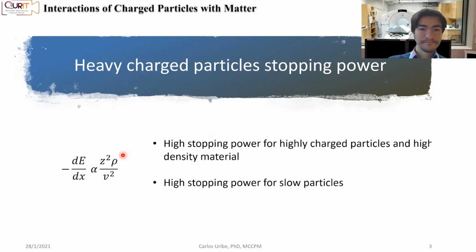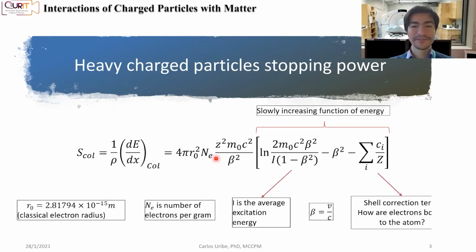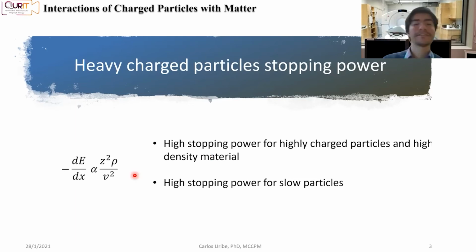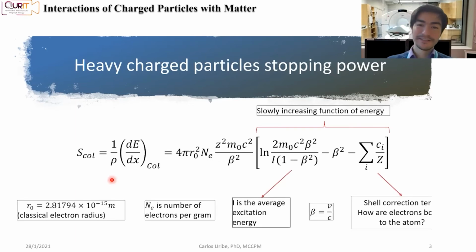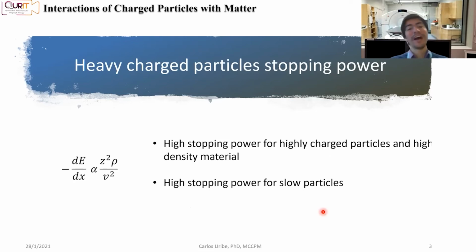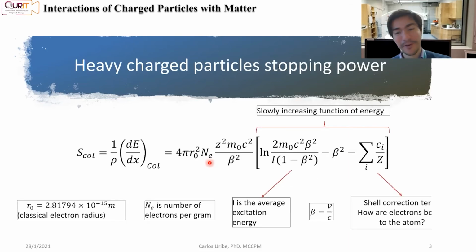It has to do with the density. That's why you have the density of the electrons there, and it is inversely proportional to the square of beta. Remember, that beta term has the speed of the particle. So you have a high stopping power for highly charged particles and high density material. So high charged particle, high density material, and high stopping power for slow particles. If you have a slow particle, then this denominator is small, and your stopping power goes high.